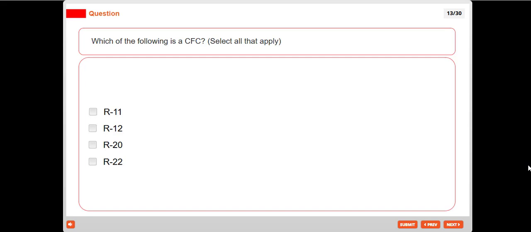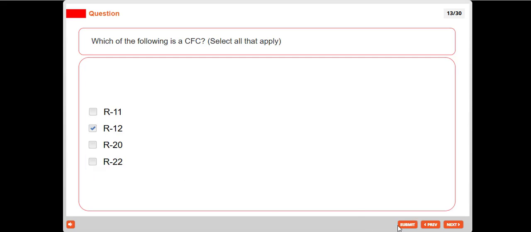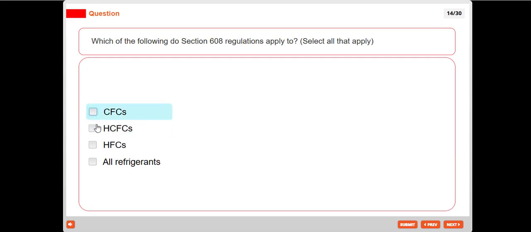Which of the following is a CFC? Select all. This, R12. Okay, and R22. No, R12 only. R11, sorry. R11 and R12.